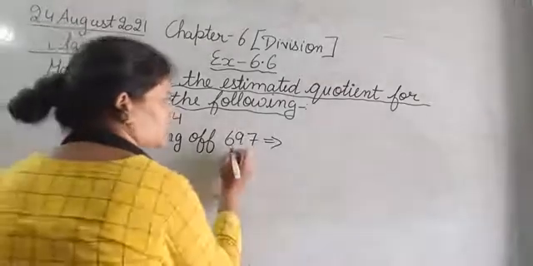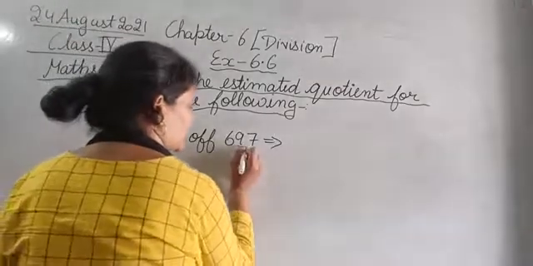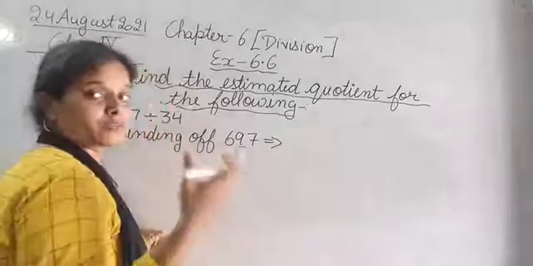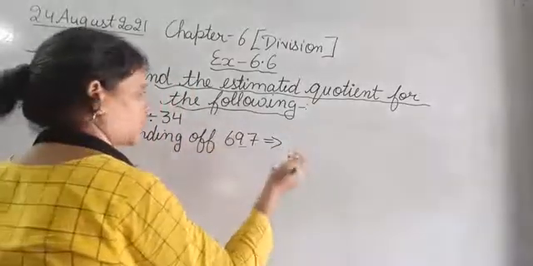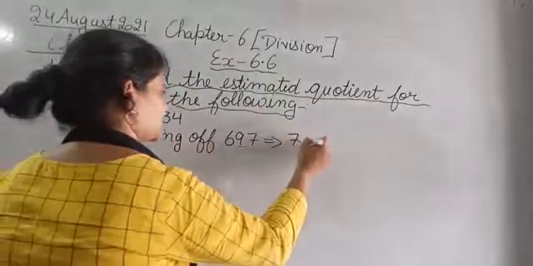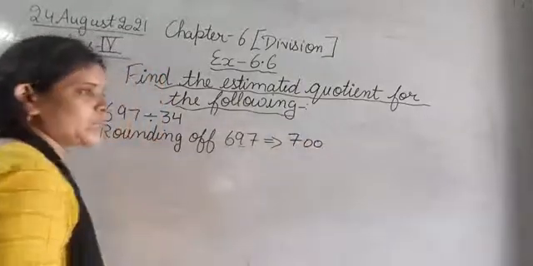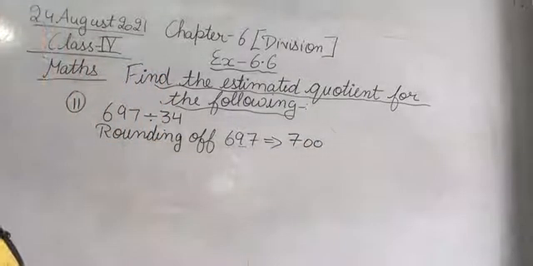We have to round off to the 100s place, so at the tens place we are having 9, which is greater than 5. So we will round it off to the next 100, that is 700.